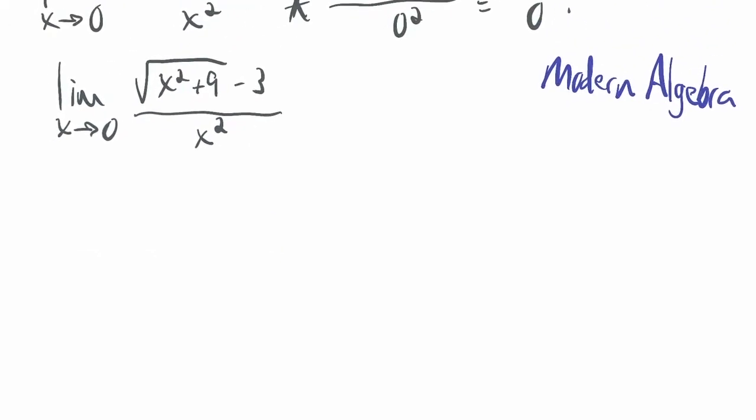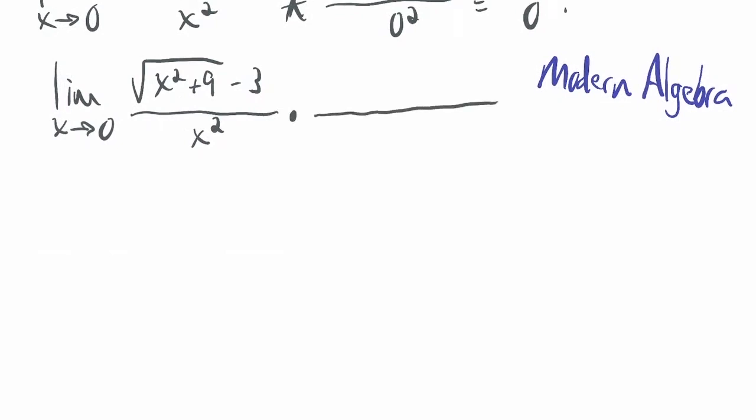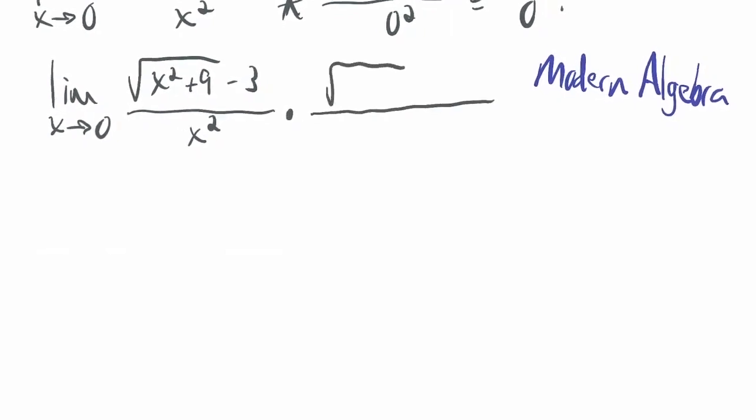All right, so I'm going to multiply on top and bottom by the conjugate of the numerator. So the square root of x squared plus 9 plus 3. And on the bottom, square root of x squared plus 9 plus 3. Okay. And on top, we're going to FOIL. And on bottom, we won't. The bottom will leave factored.